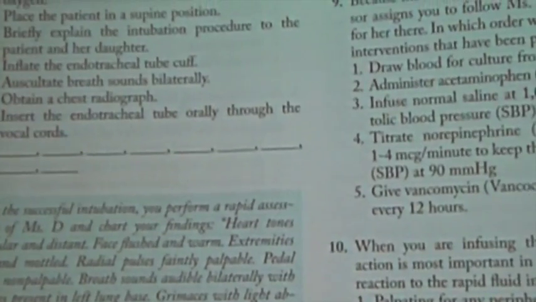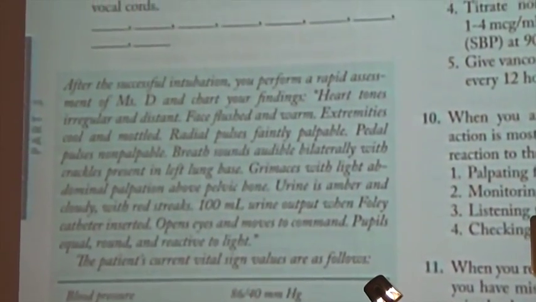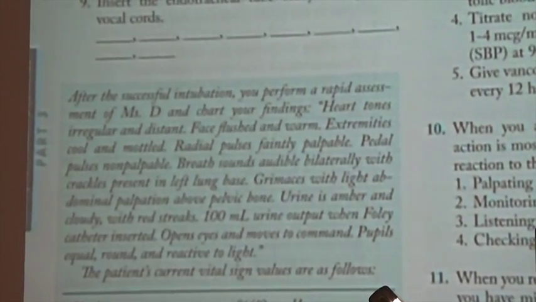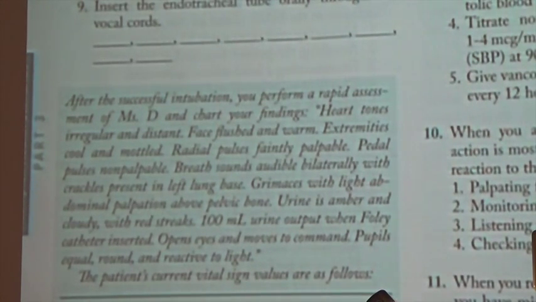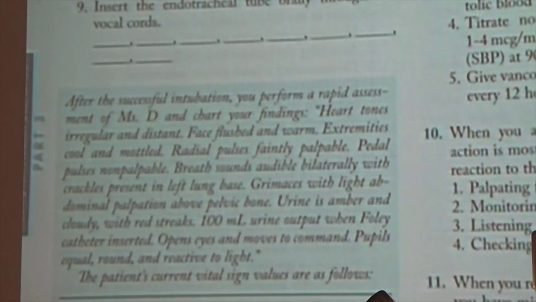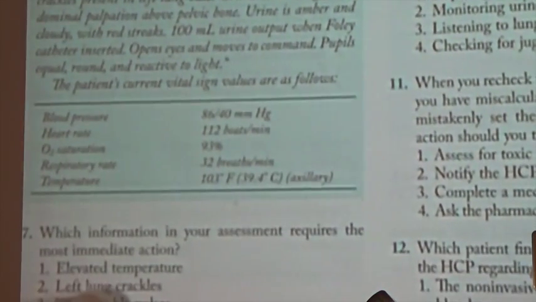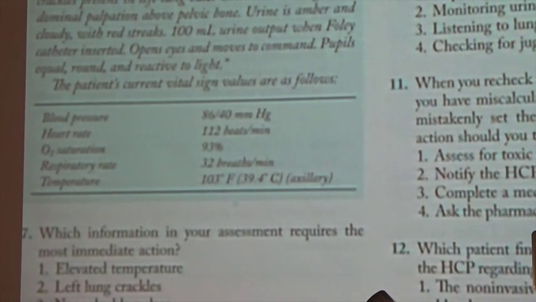After the successful intubation, you perform a rapid assessment of Mrs. D and chart your findings. Heart tones irregular and distant, face flushed and warm, extremities cool and mottled, radial pulses faintly palpable, pedal pulses non-palpable. Breath sounds audible bilaterally with crackles present in left lung base, grimaces with light abdominal palpation above pelvic bone. Urine is amber and cloudy with red streaks. 100 milliliters of urine output when Foley catheter inserted. Opens eyes and moves to command. Pupils equal round reactive to light. The patient's current vital signs are blood pressure 80/40, heart rate 112, O2 sat 93, respiratory rate 32, and temperature 103.